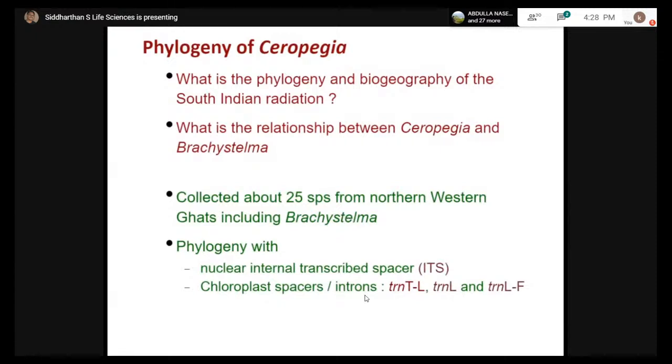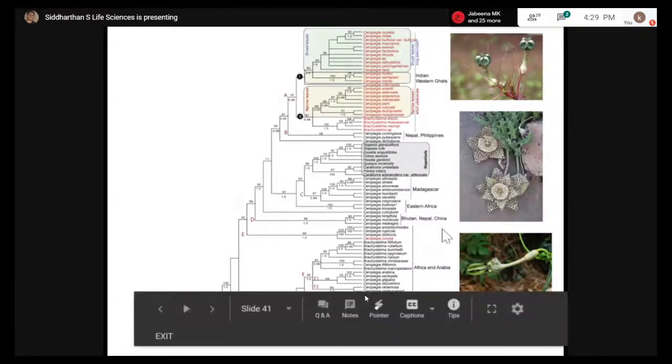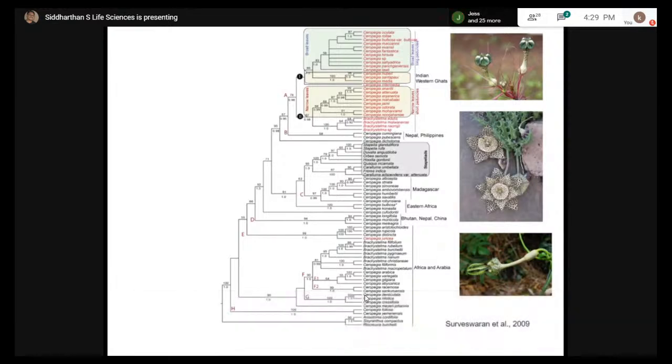During my PhD project, I was interested in this group because it's very hard to see so many species in one genus within a short geographical range. For example, Maharashtra itself has 25 species, one state has 25 species. So I wanted to study its phylogeny and the origin of these species. When I built a phylogeny, it looked something like this in 2009. It was quite a discovery, because this phylogenetic tree showed that Brachystelma and Ceropegia are polyphyletic.